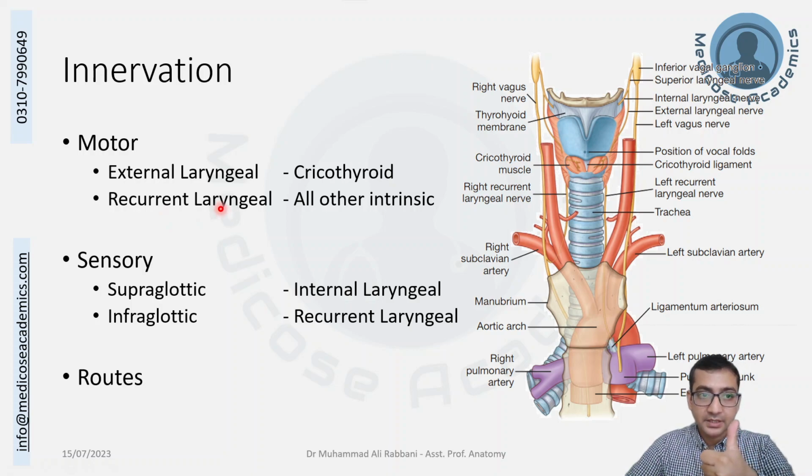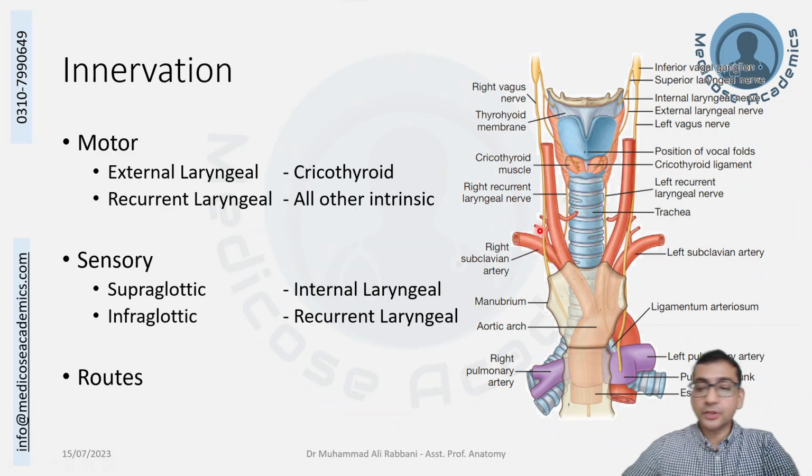The innervation. The nerves, all of the motor supply, all of the muscles are supplied by the recurrent laryngeal nerve except one muscle, that is the cricothyroid muscle. Sensory supply, the upper half of the larynx above the vocal cords, is supplied by the branch of the superior laryngeal nerve that is going inside. So it is the internal laryngeal nerve. And the external one was going to supply the cricothyroid muscle. And the nerve that is supplying all of the lower part is the recurrent laryngeal nerve.